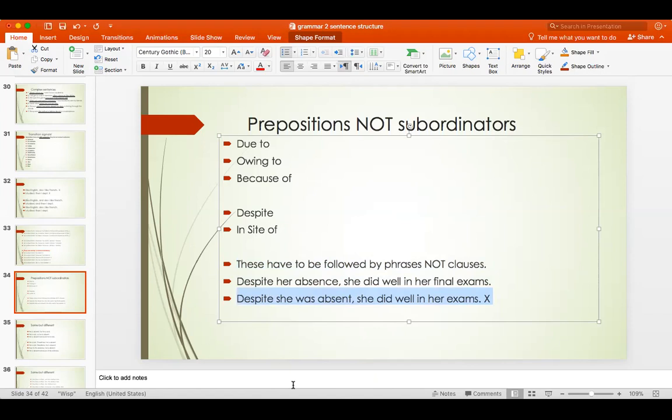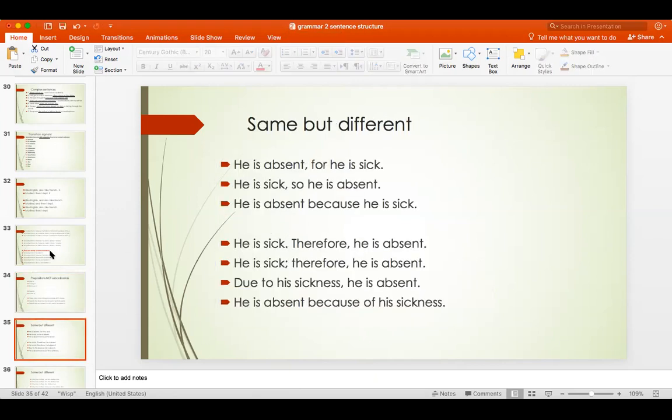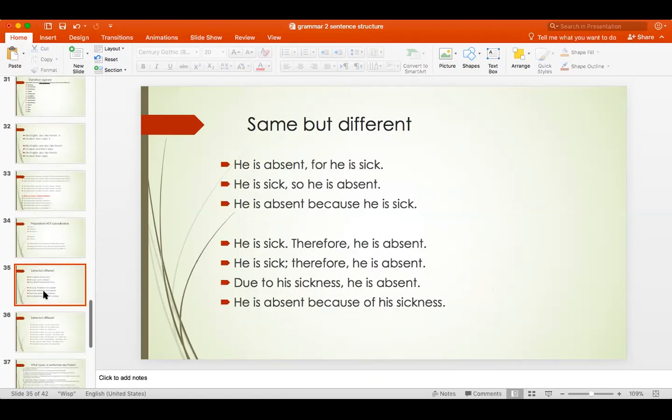You could say despite being absent, despite her absence, or you just delete despite and you use although: although she was absent, she did well in her exam. Or you just delete it altogether, say she was absent, semicolon, or full stop, she did well in her exams, or she was absent, comma, but she did well in her exams, or yet she did well in her exams. You either make it compound using FANBOYS, or complex using one of the subordinators, or you just split it in half and add a full stop at the end. So these sentences are different but similar.